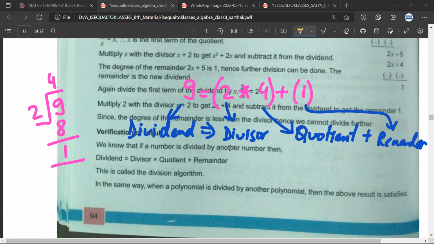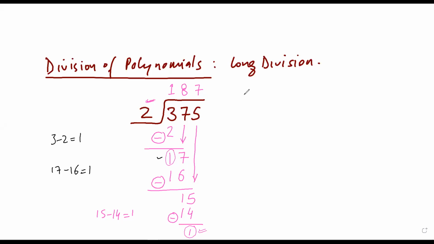So the algorithm is that the dividend is equal to the divisor into quotient plus the remainder. Any doubt till here? No, sir. So let us look at this example that we were solving again. So my dividend should be equal to the divisor into quotient plus the remainder.